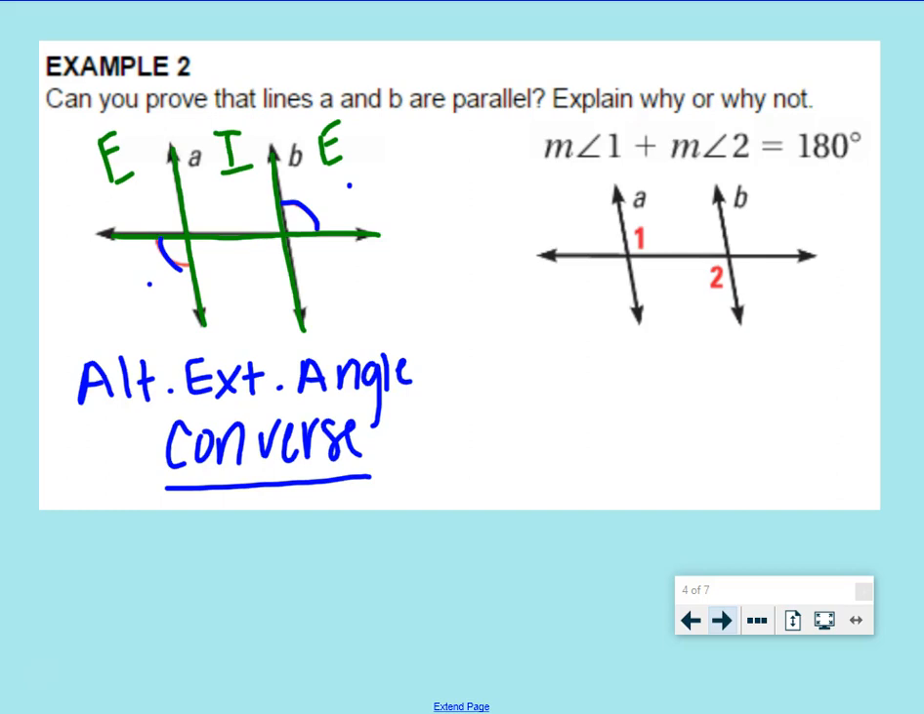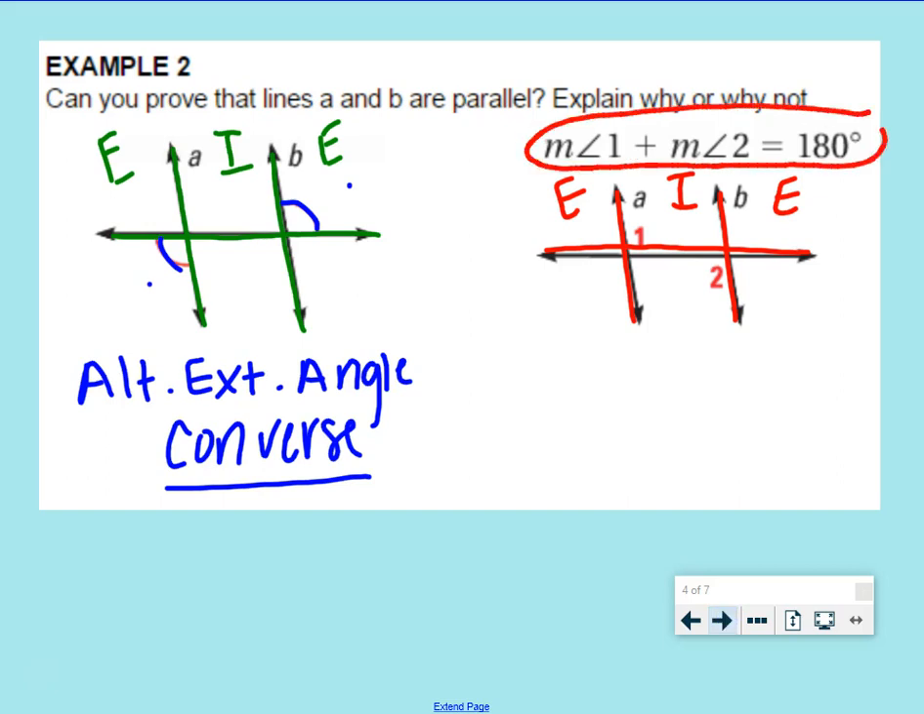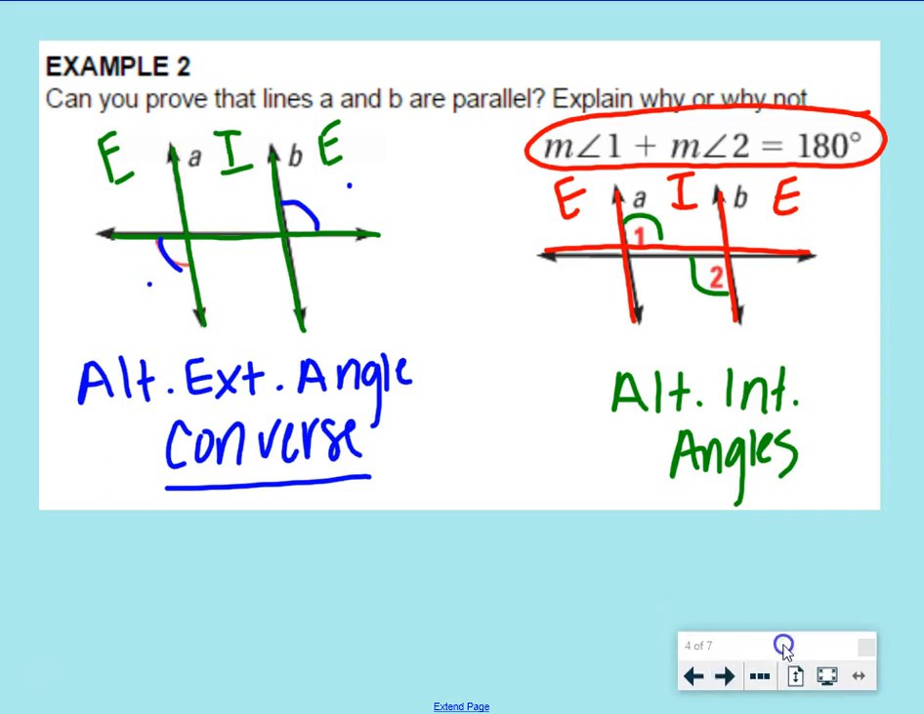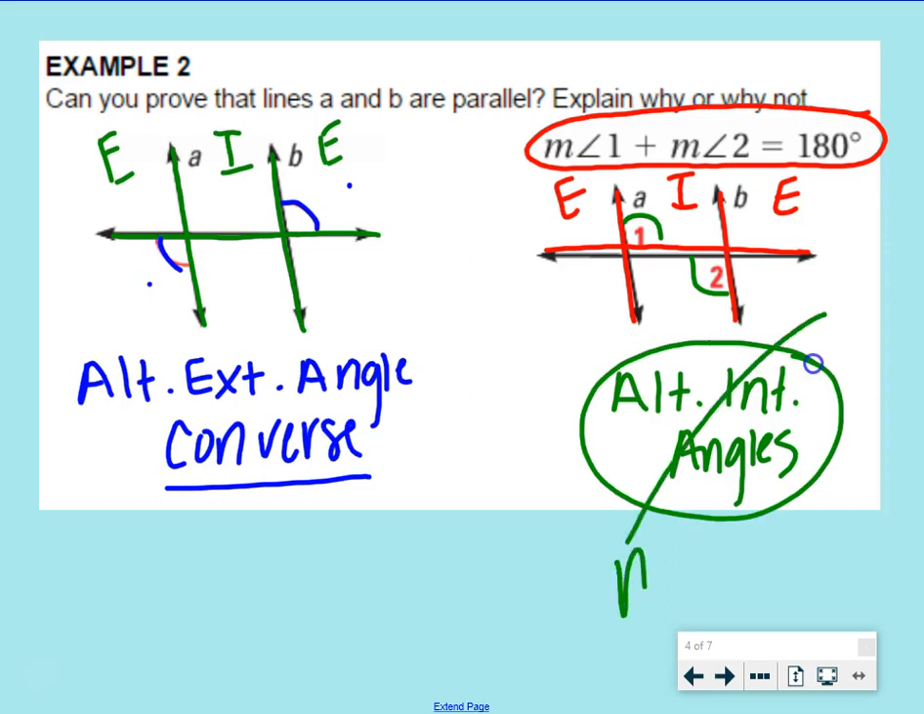In our second example, let's look at what we're given. We're given our two lines A and B cut by the transversal. We have our interior, our exterior. We're told that the sum of angles 1 and 2 is equal to 180, so they're supplementary. The angles that we're given are alternate interior angles, and in order for the lines to be parallel, these would need to be congruent, or the angles would need to be on the same side, so consecutive interior angles. So no, we cannot prove that those lines are parallel.